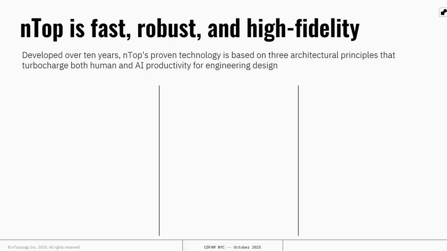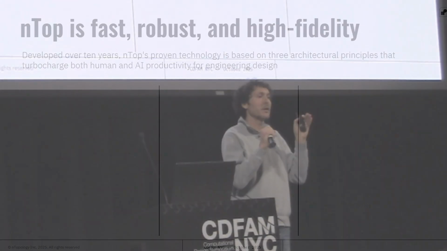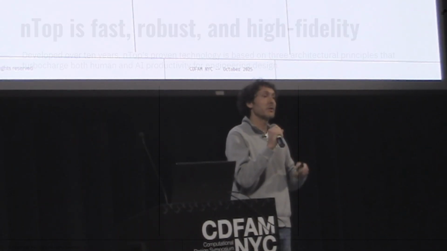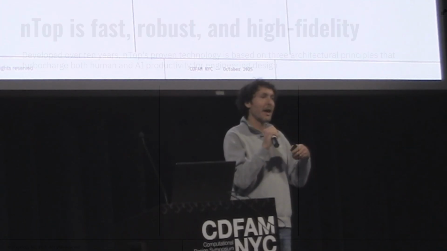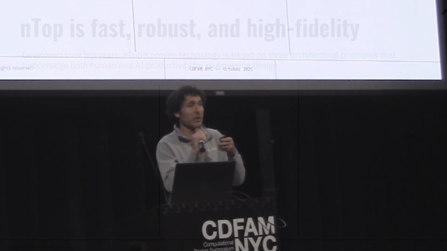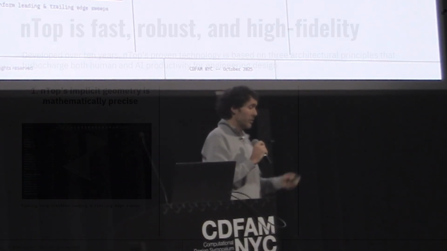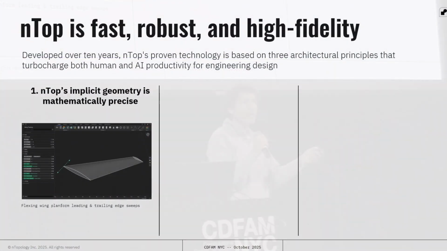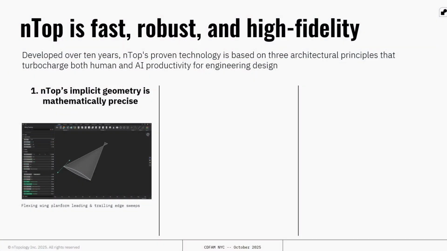And so with nTop, all of the core modeling capabilities, the implicit modeling that we've built and developed over the last 10 years, has proved to be the most robust, fast, and also high fidelity model that allows you to iterate really quickly and actually allows our customers to hone in with a high confidence that the results they're going to deliver are okay. And so there's really 3 reasons. 1, it's the implicit model that's at the core of nTop.